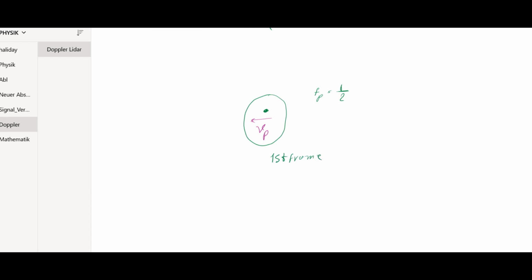Now this is our first frame. Our second frame is like this. The particle has been traveling with an unknown speed. The wave is also moving in all directions, and every second it is moving 4 meters, and in 2 seconds it has gone 8 meters. From here to here is 8 meters.